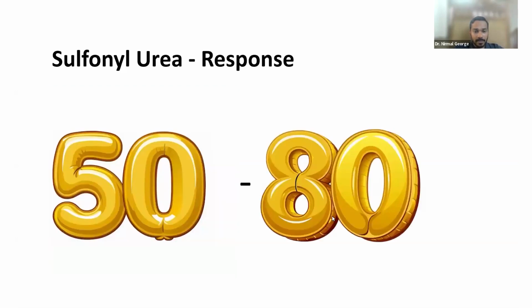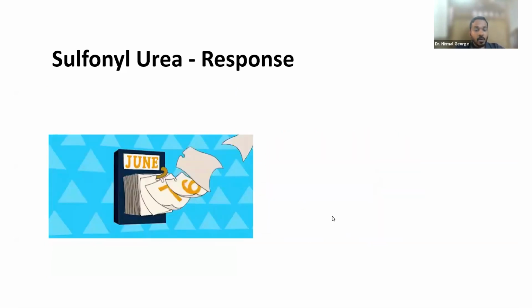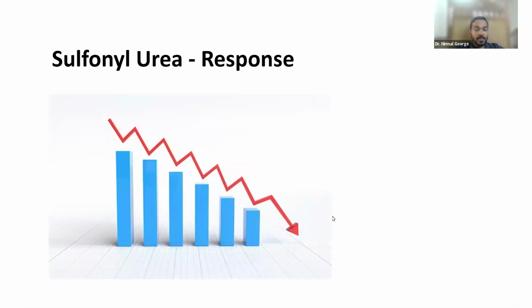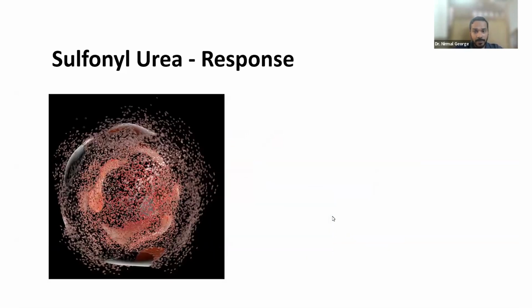Only 50 to 80% of the patients who are receiving sulfonylureas respond well to these agents. And over a period of time, the response to sulfonylurea reduces, because sulfonylurea acts by increasing the insulin secretion. But as time passes, the diabetes mellitus worsens. That means that the beta cells undergo progressive destruction as the diabetes progresses. So when the beta cells are gone, sulfonylureas will be able to stimulate less insulin secretion. That is called resistance to sulfonylureas.